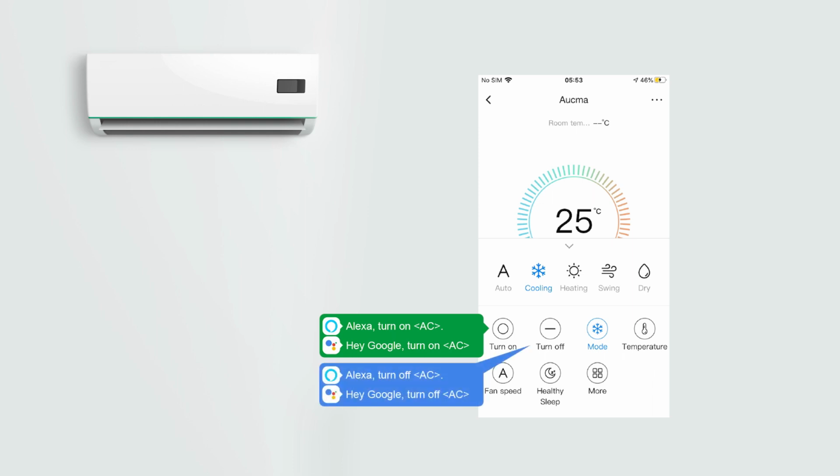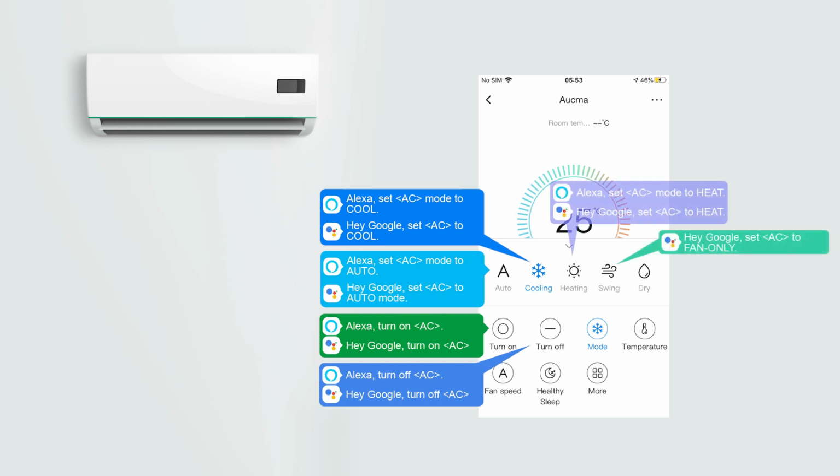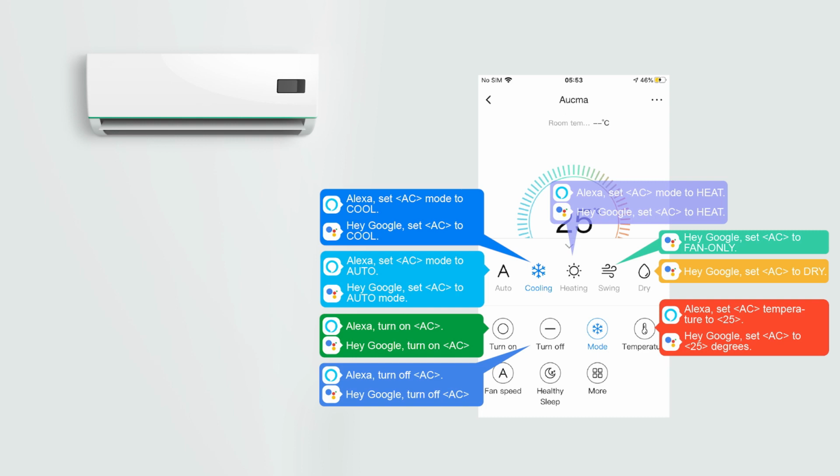For air conditioner, there are two different circumstances. If you chose the remote from preset brands, it supports power control, such as Alexa, turn on AC. Mode control, such as Alexa, set AC to fan only. Temperature control, such as Alexa, set AC temperature to 25. Fan speed control, such as Alexa, set AC speed to auto speed.